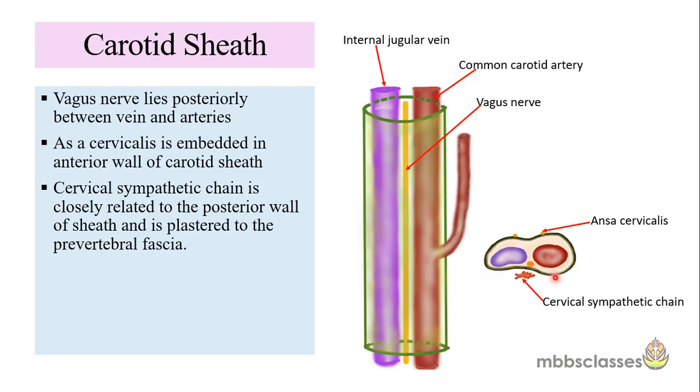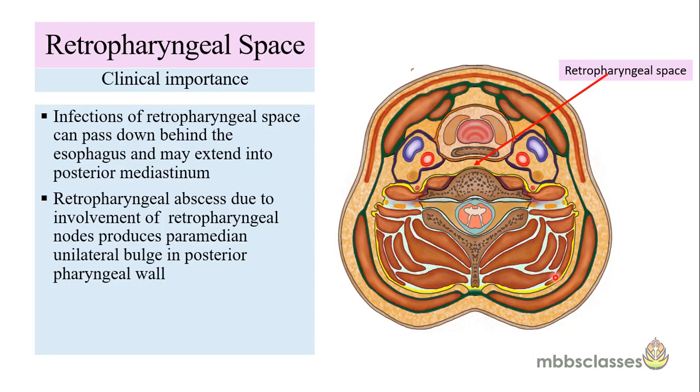When we are talking about the deep fascias, I'll just tell in short about the retropharyngeal space and the prevertebral space today. The retropharyngeal space is a space present between the prevertebral layer and the buccopharyngeal fascia. If there is any infection of the retropharyngeal space, it can pass down behind the esophagus. This is the area of the retropharyngeal space. Any abscess in this area can extend down into the posterior mediastinum and it will produce a paramedian unilateral bulge in the posterior pharyngeal wall.